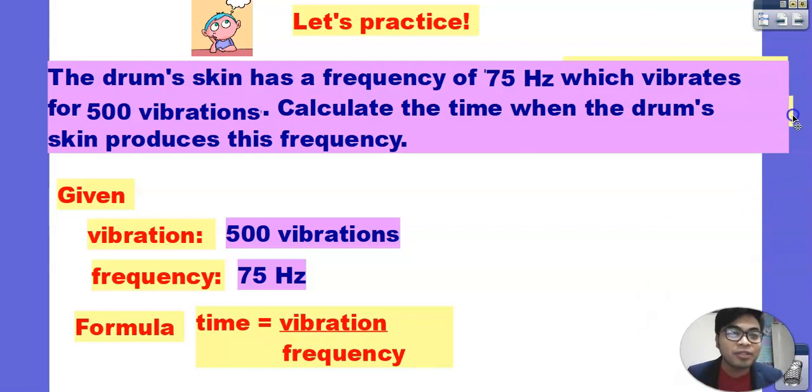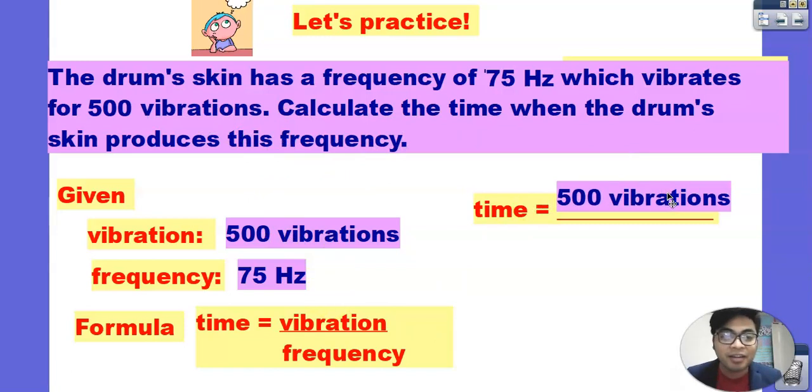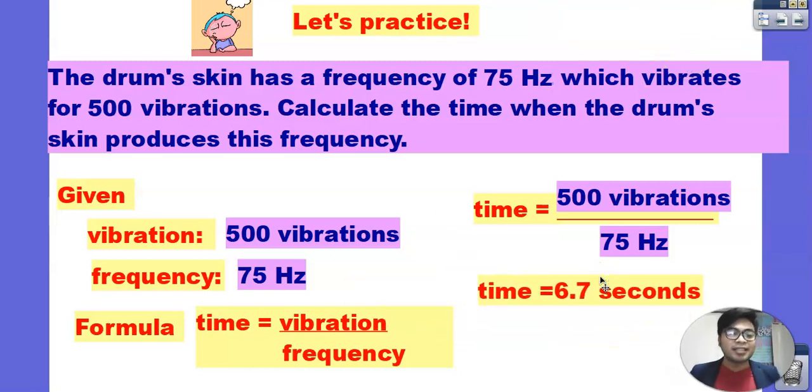So we're going to substitute the variables here with the numerical values. So vibration is 500 vibrations, or 500 times. Well, sometimes the vibration here becomes time, sometimes it becomes a vibration. So please don't get confused between time and number of times. Alright, so frequency here is 75 hertz. So you simply divide 500 divided by 75, and that will give us 6.7 seconds. So take note that we really need to put a time in here.